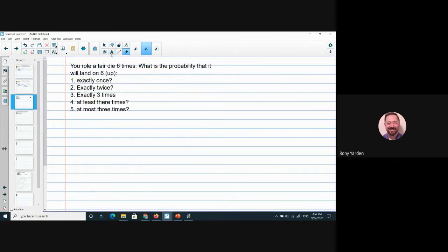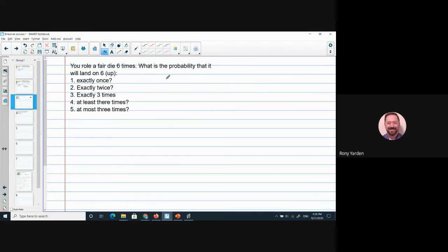You roll a fair die 6 times. What is the probability that it will land on 6 up, which means the die will show the number 6? Number 1 exactly once, number 2 exactly twice, number 3 exactly 3 times, number 4 at least 3 times, and number 5 at most 3 times. So we're going to start. There are actually 5 problems here, but they're based on the same introduction.